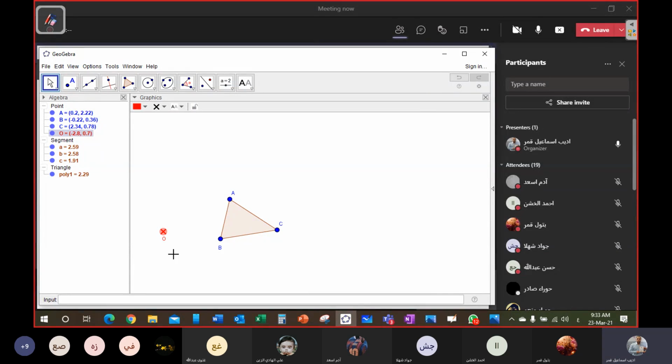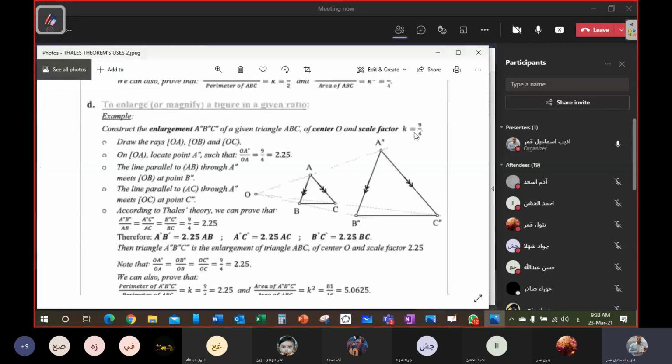What's the meaning of enlargement? To make something large. Here we are going to make this triangle larger than ABC, starting from the center of enlargement O, and by a scale factor K equal to 9 over 4. The first step: draw the rays OA, OB, and OC.